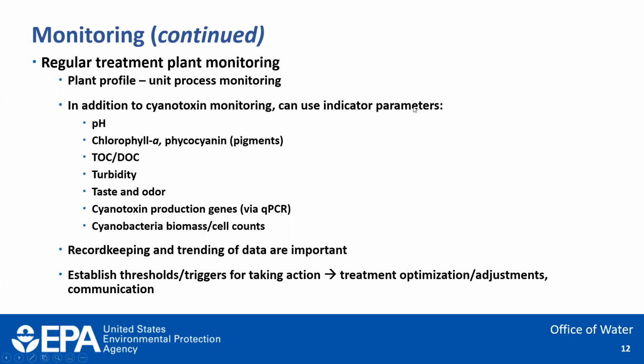So, I covered a lot of this in the monitoring presentation, but in addition to actually monitoring for cyanotoxins, you can use indicator parameters like pH. We talked about the pigments, chlorophyll A and phycocyanin. Organics can indicate an increase in cyanobacteria, especially if you have a good handle on your baseline. Turbidity, taste and odor. Taste and odor was a big one for that El Salvador plant. Cyanotoxin producing genes. We talked about how Ohio uses that as a predictor for toxin production. And then cyanobacteria cell counts. And I think these two bullets are repeats from the last slide.